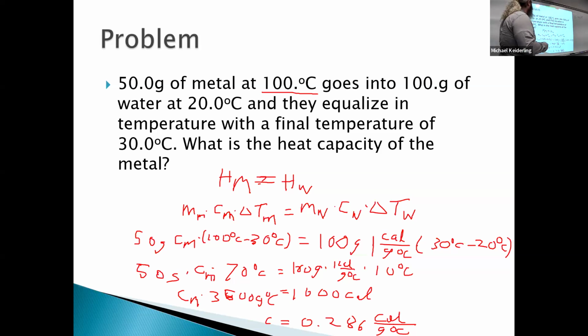So the mass of the metal times the heat capacity of the metal times the change in temperature of the metal equals the mass of the water times the heat capacity of the water times the change in temperature of the water. So that's 50 grams times the heat capacity of the metal times 100 degrees Celsius minus 30 degrees Celsius, so 70 degrees Celsius, equals 100 grams times 1 calorie per gram degree Celsius. That's 30 Celsius minus 20 degrees Celsius, or 10 degrees Celsius.